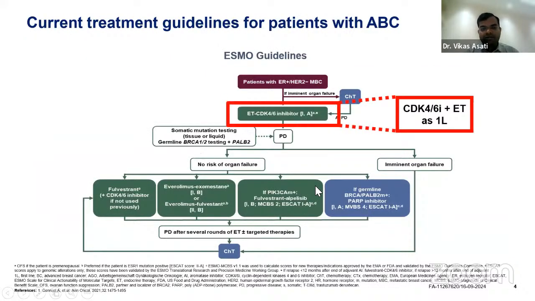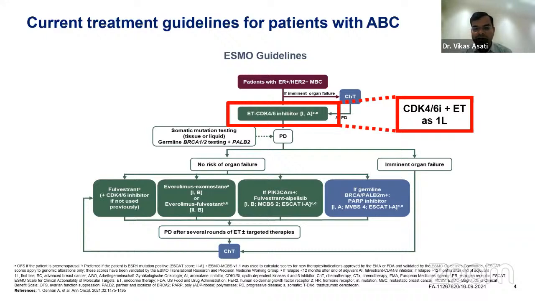If we see the guidelines, whether ESMO or NCCN, and for that matter any guidelines, if there is no impending organ failure or no visceral crisis, endocrine therapy plus a CDK4/6 inhibitor is a category 1 recommendation.